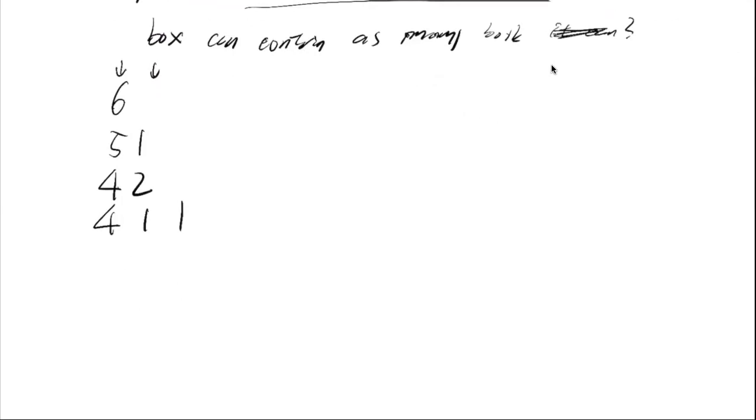So 4, 2, and then 4, 1, 1, and then we're done with 4. It can be separated into 3 and 3. It can be separated into 3, 2, 1. It can also be separated into 3, 1, 1, 1. And then we're done with 3. And then it can be separated into 2, 2, 2, and then 2, 2, 1, 1. And that's it. In total, we have 1, 2, 3, 4, 5, 6, 7, 8, 9. We have 9 outcomes.